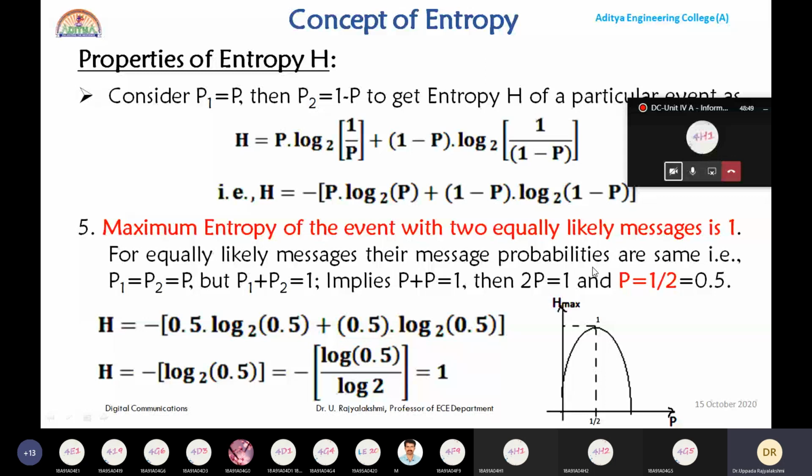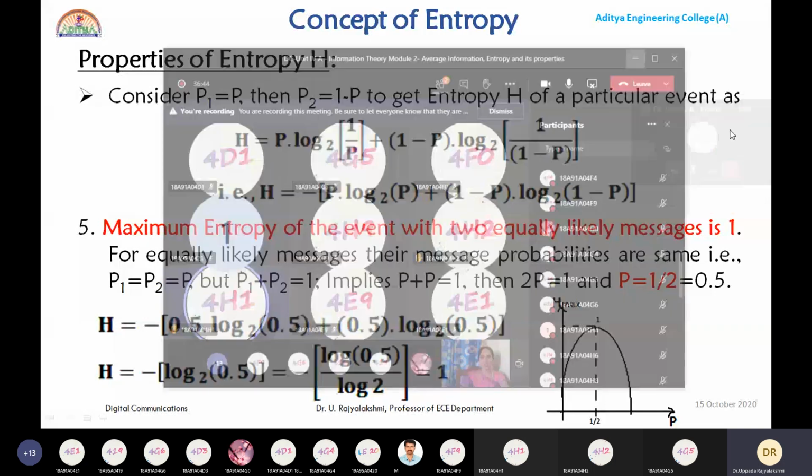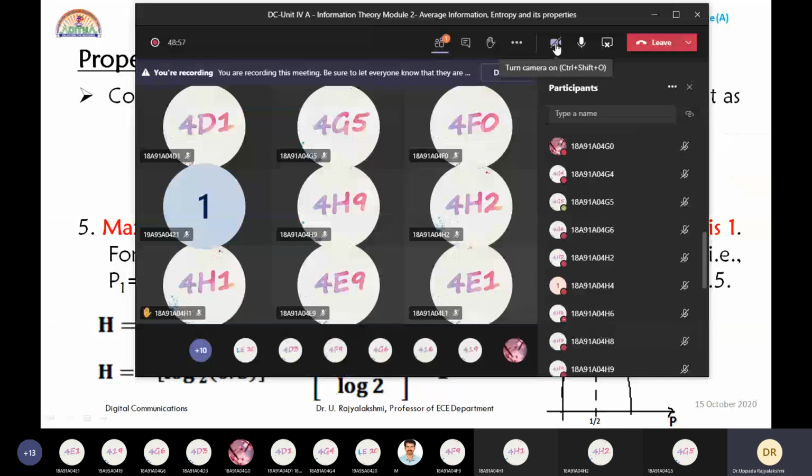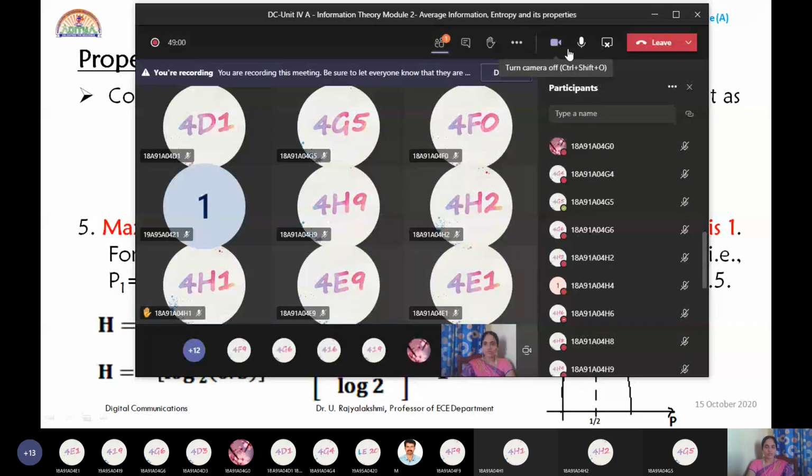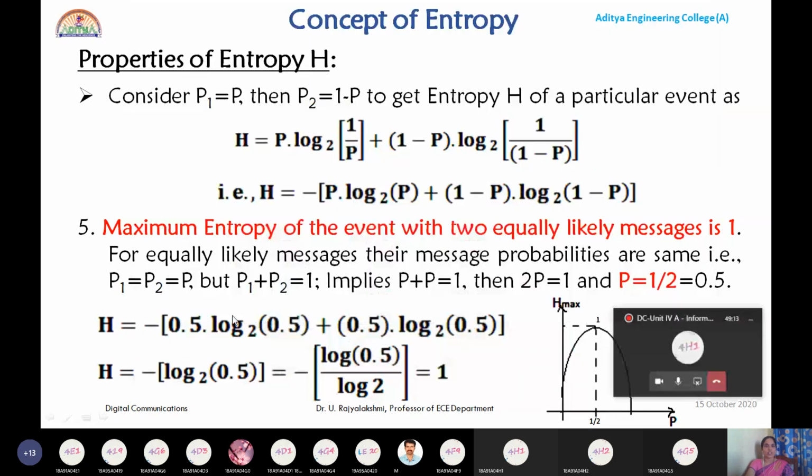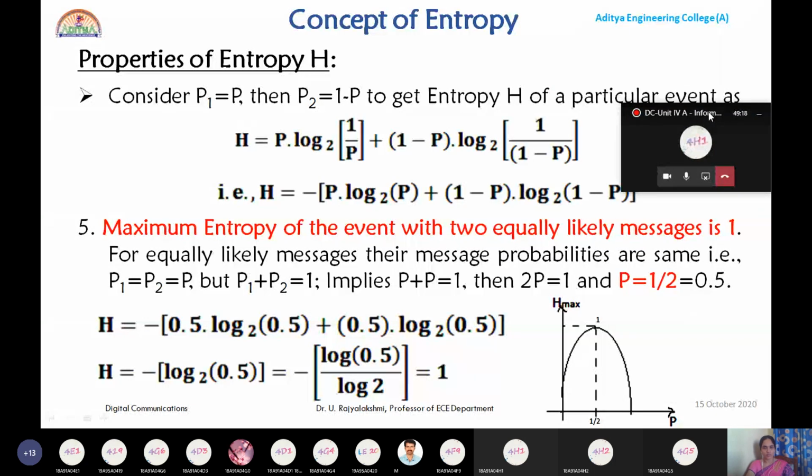Now I request you to please read the fifth property. Please read the fifth property. Maximum entropy of the event with two equally likely messages is 1.